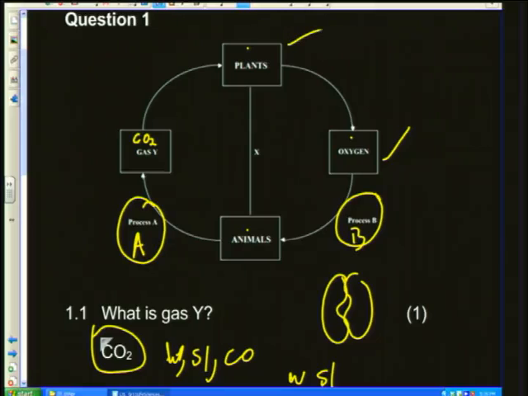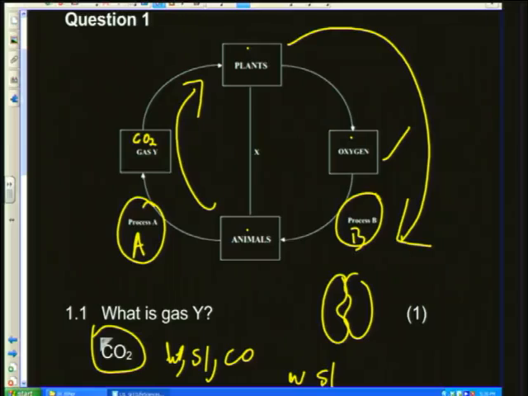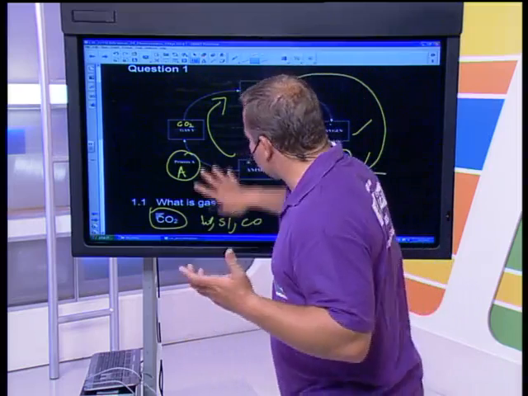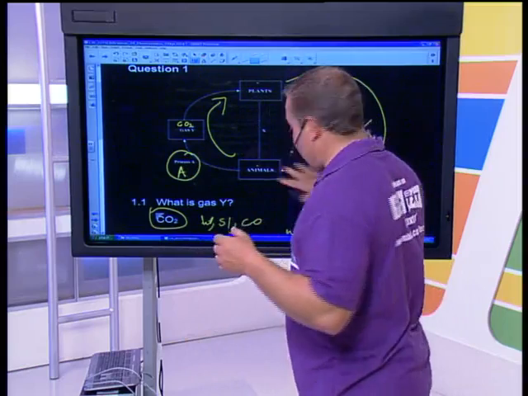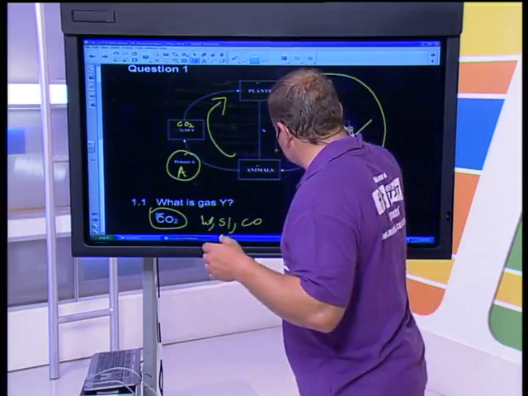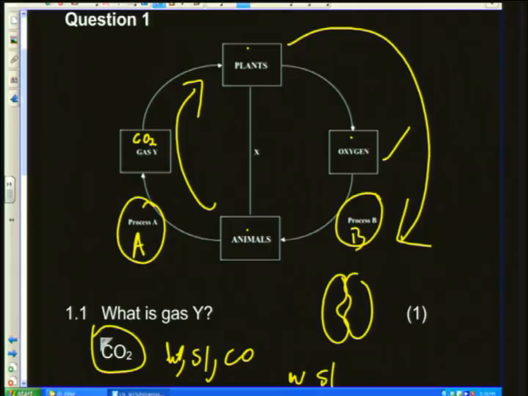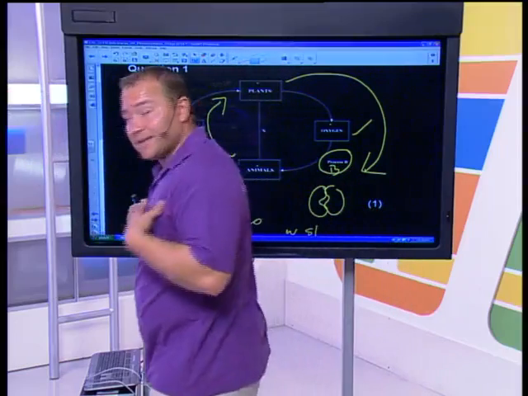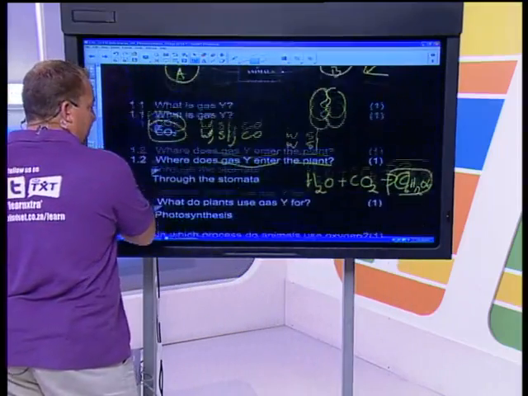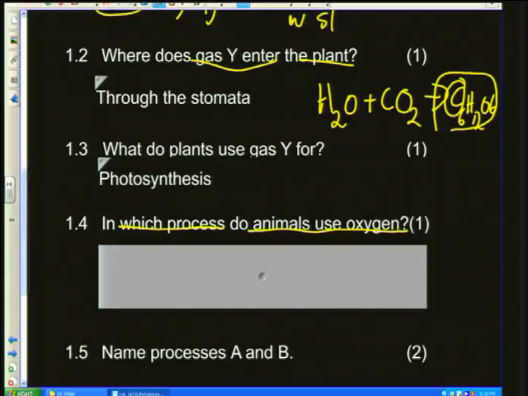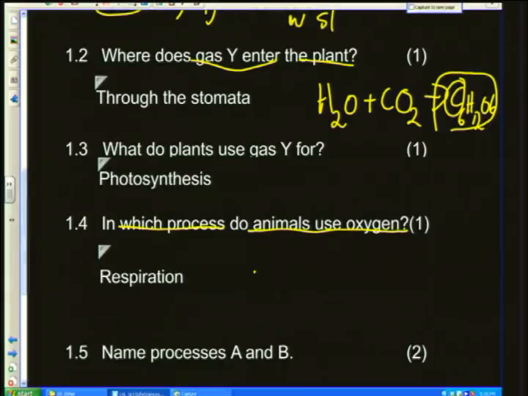This part is what the plants do to get rid of their oxygen. This is the process that animals do to get rid of their carbon dioxide. So which process, A or B? A means we are using oxygen to make carbon dioxide, right? So in my eyes, it has to be A. It can't be anything else. So let's go see. Okay, it is not that one. It's that one.